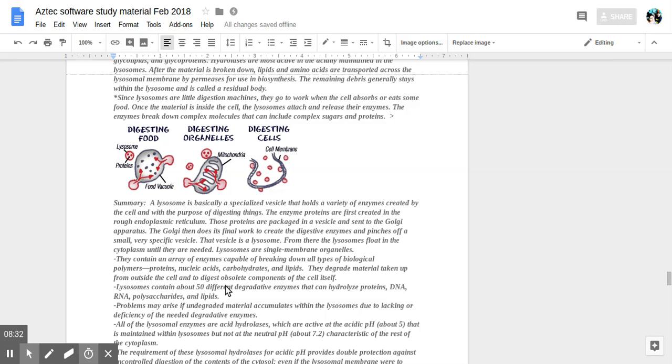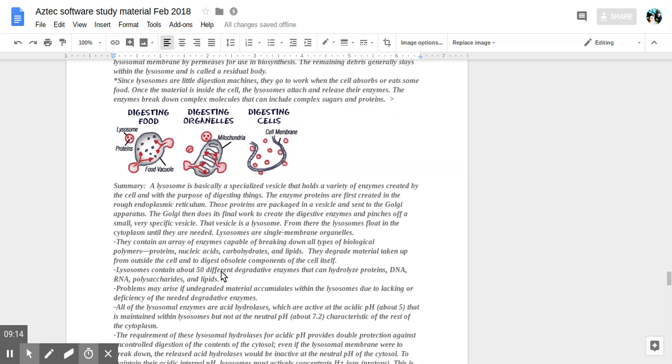Problems may arise if undegraded material accumulates within the lysosomes due to lacking or deficiency of the needed degradative enzyme. All of the lysosomal enzymes are acid hydrolases, which are active at the acidic pH of 5, maintained within lysosomes. However, at neutral pH of about 7.2, which is the rest of the cytoplasm pH, they would not. This is not the environment where these hydrolases could function.